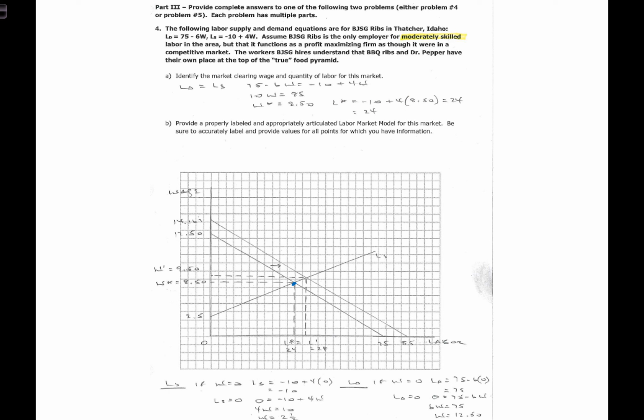Now, in order to fulfill the requirement for part B, I need to find the other points for my graph. I can do that for the labor supply equation by setting W equal to 0, which tells me labor supply is equal to negative 10 plus 4 times 0, or labor supply is equal to negative 10. That looks to me like it's out here.